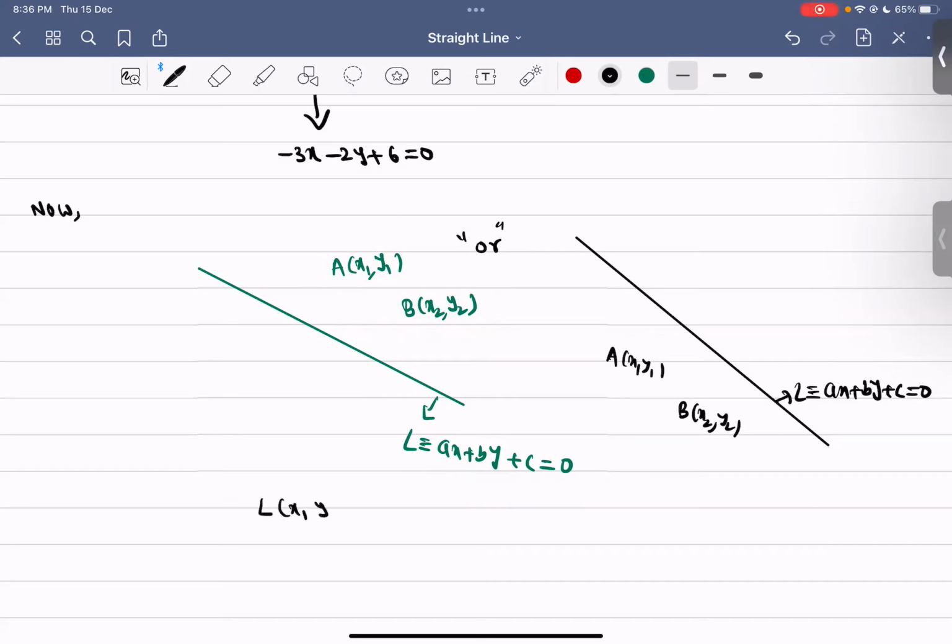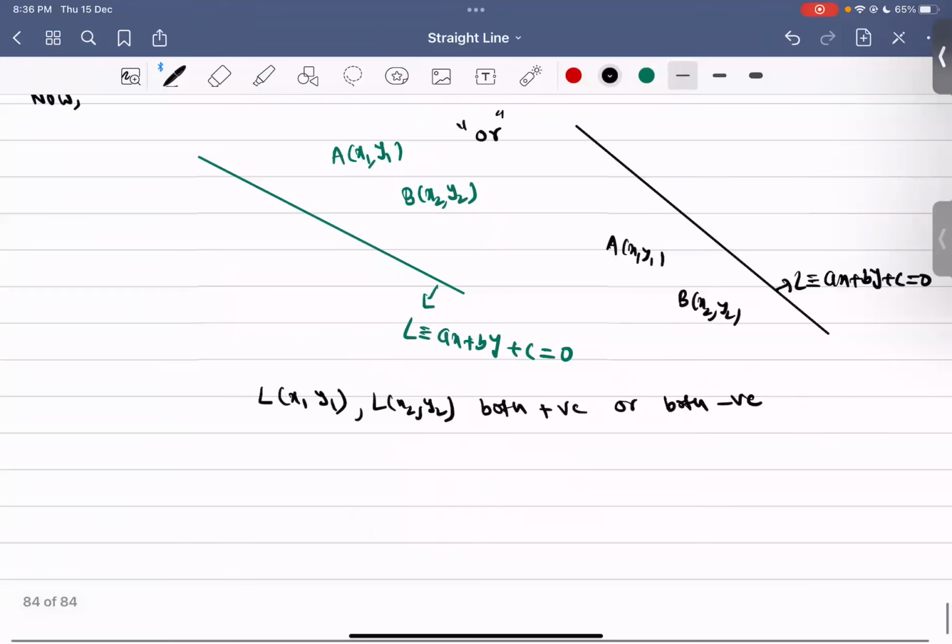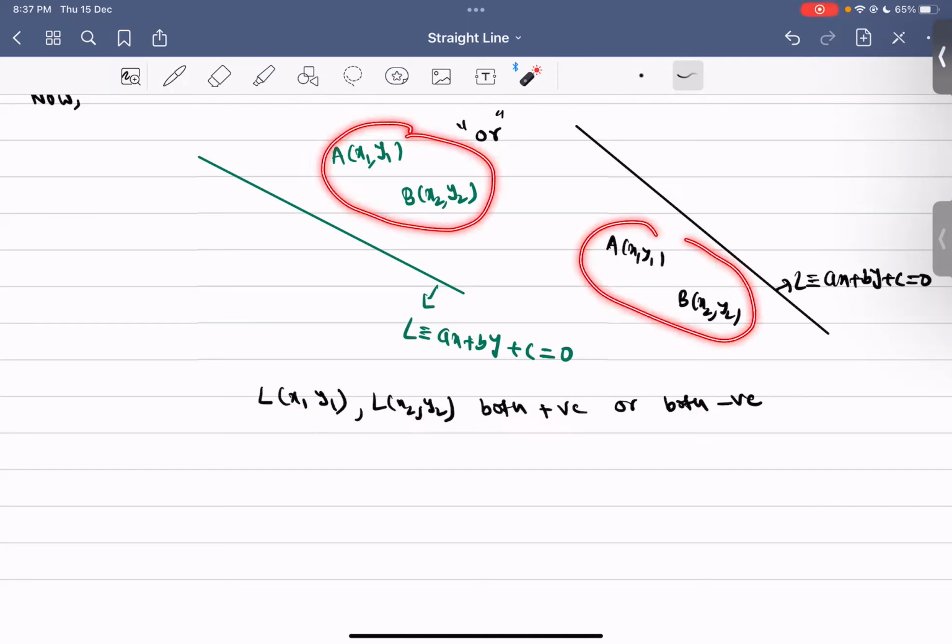For this diagram, L of (x1, y1) and L of (x2, y2), both are positive or both are negative? Yes or no? So both, because both lie on the same side, both positive or both negative. These are the only possibilities. So both positive, both negative means the common condition is what? Product is always positive. If the 2 points lie on the same side of the line, then either both are positive or both are negative.